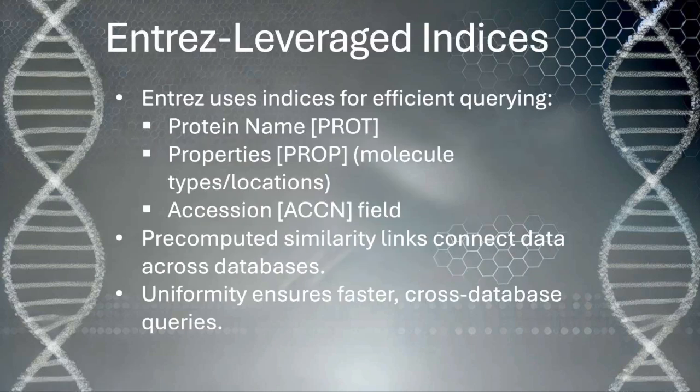Entrez optimizes biological data searches by using indices based on standard attributes like protein names, properties, and unique accession identifiers. These indices allow for quick data retrieval within a database. To unify queries across databases, Entrez creates pre-computed similarity links. These links function as unclustered indices, allowing connections between otherwise isolated datasets. This system ensures that even with varying database structures, Entrez provides fast and uniform search results across the databases.